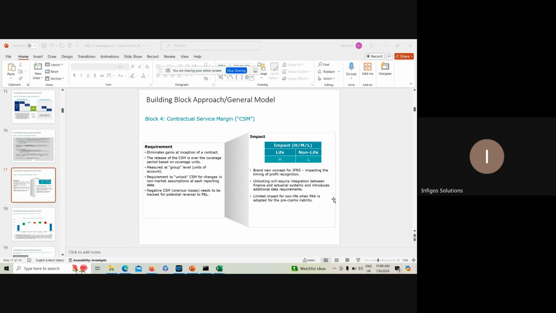Next is contractual service margin. Contractual service margin, I explained, is the profit which you basically keep there, and you book the profit only once service is provided. So this is a brand new concept which has been introduced into IFRS 17.